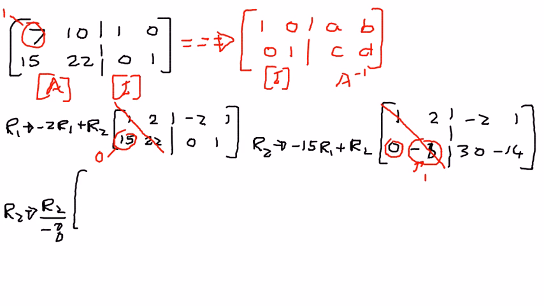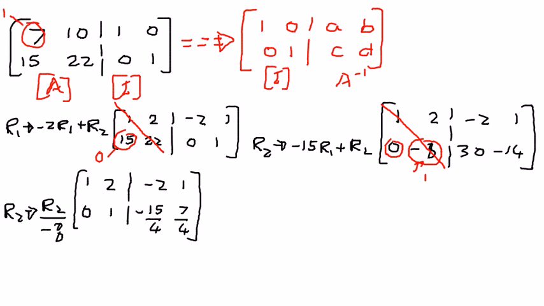So 0 divided by negative 8 is 0. Negative 8 divided by negative 8 is 1. We'll put the partition here. And then 30 divided by negative 8, we can simplify as negative 15 over 4. And then negative 14 divided by negative 8, we can simplify to 7 over 4. And therefore we have 1, 2, negative 2, and 1 in the first row. We'll bring that down as is.